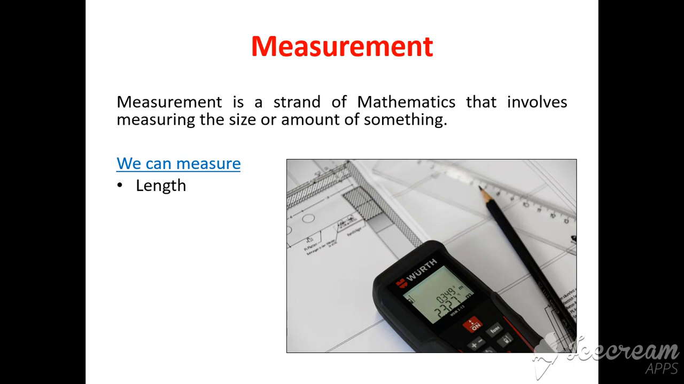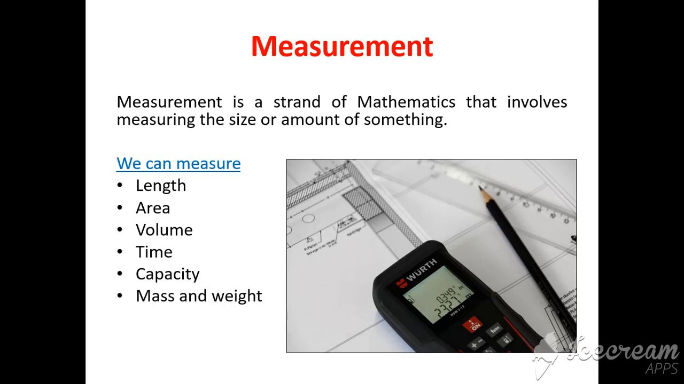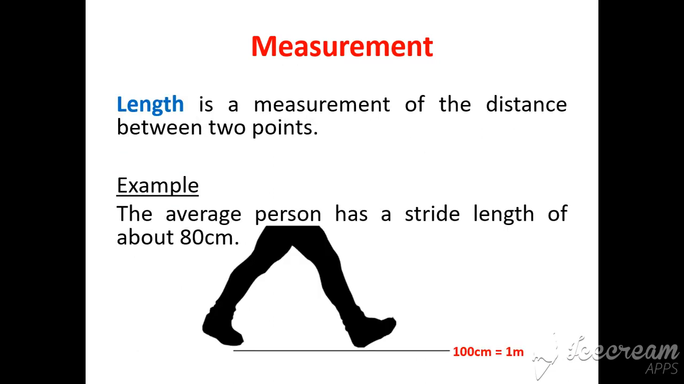We can measure things like length and areas and volume and time and capacity, mass and weight, temperature, and rates. So these are quite a few of the common measurements that you'll hit in the classrooms while you work your way through college. But in the real world, there are a lot more measurements and a lot more things we can measure. Now let's get into each of these in a bit more detail.